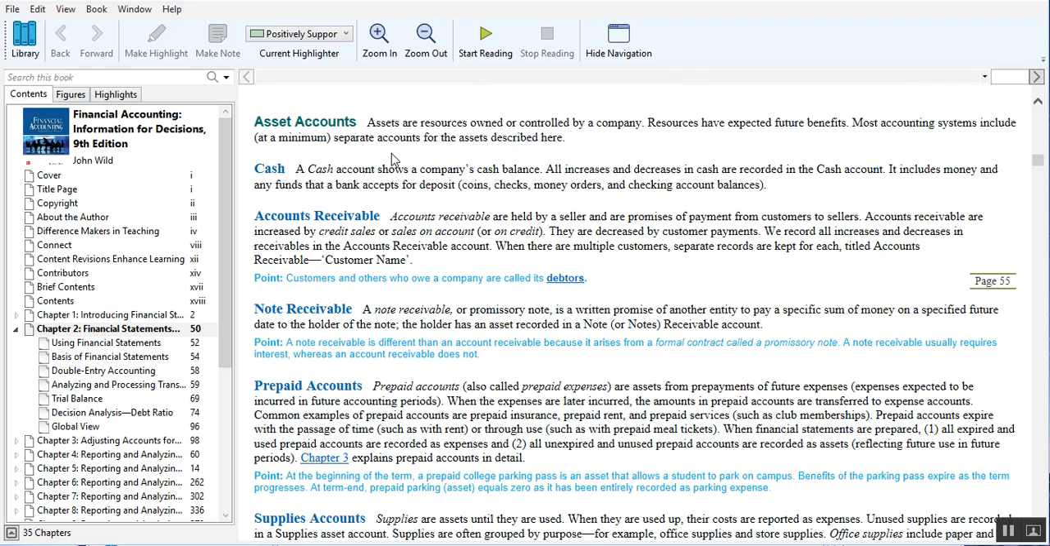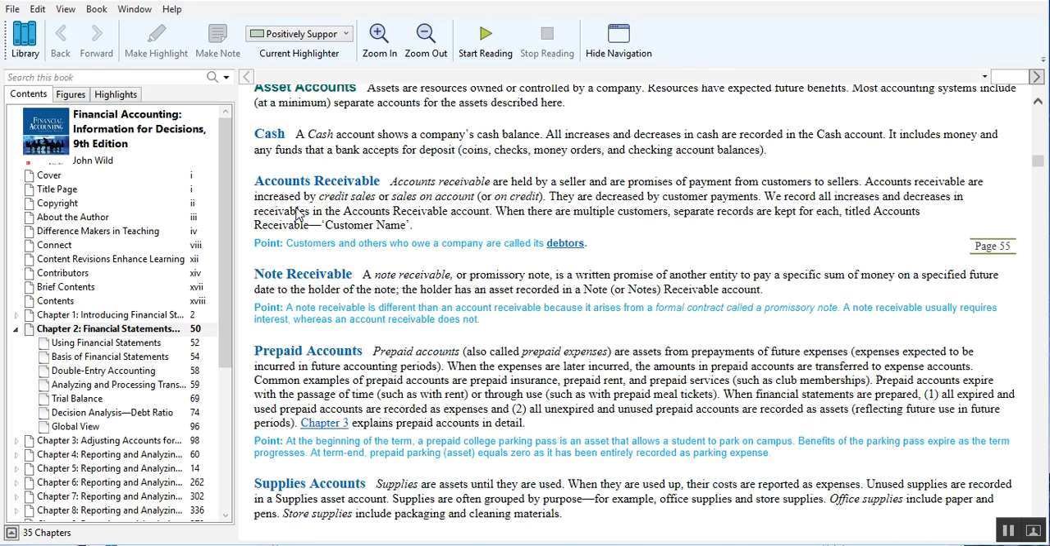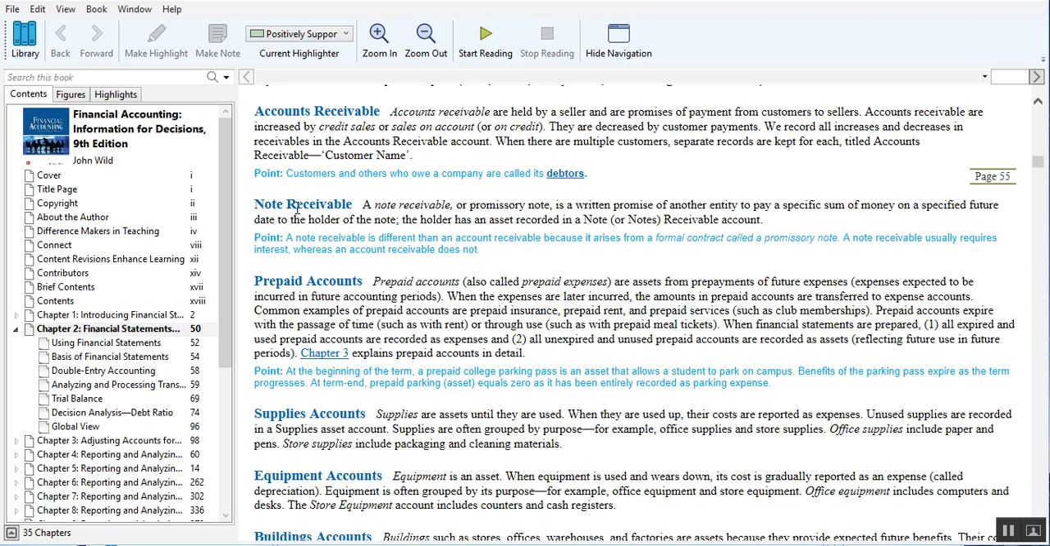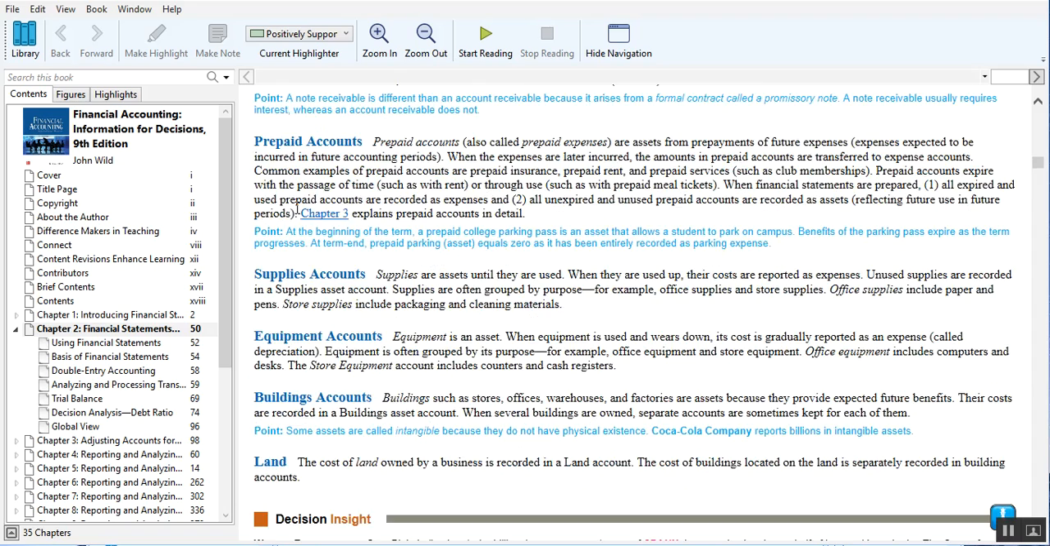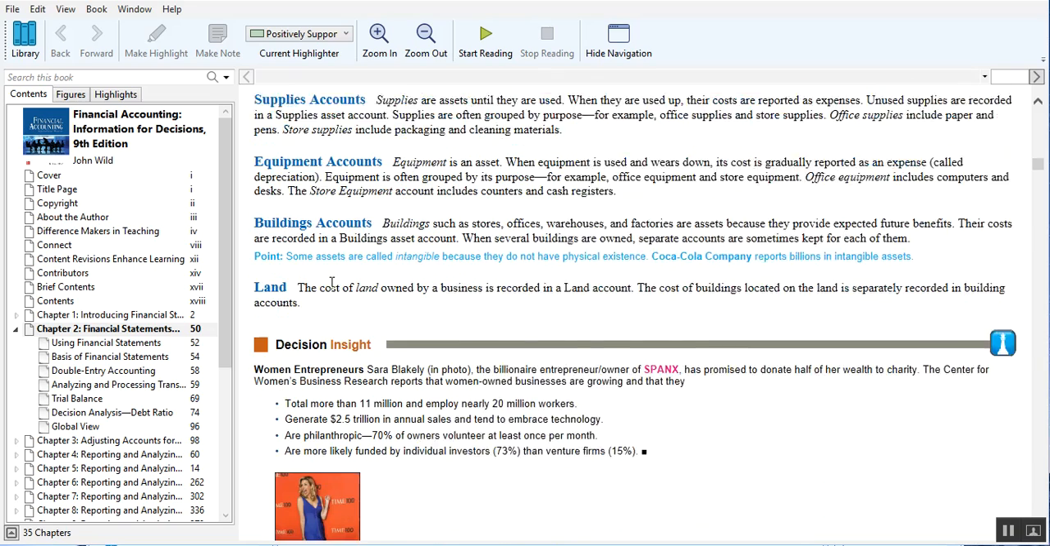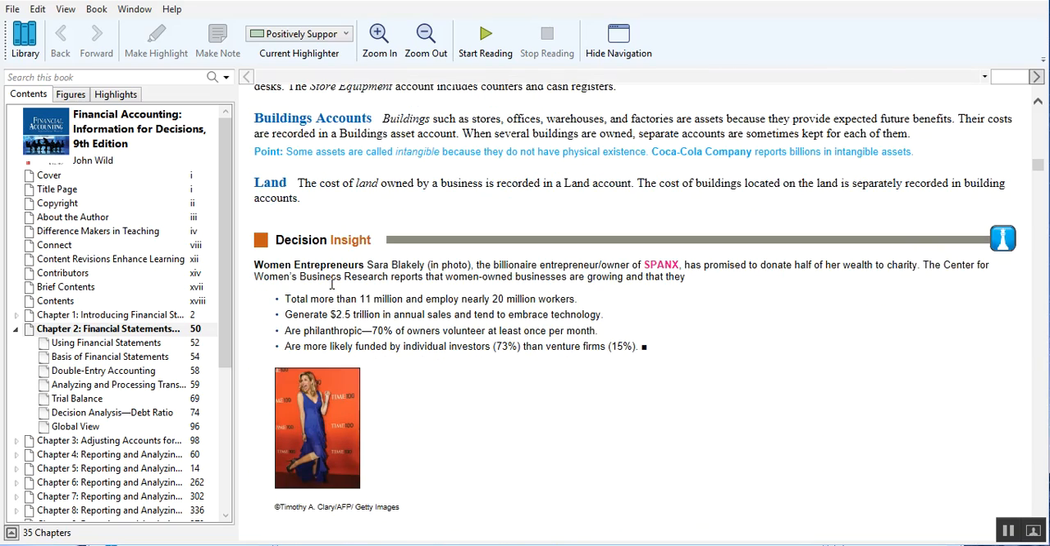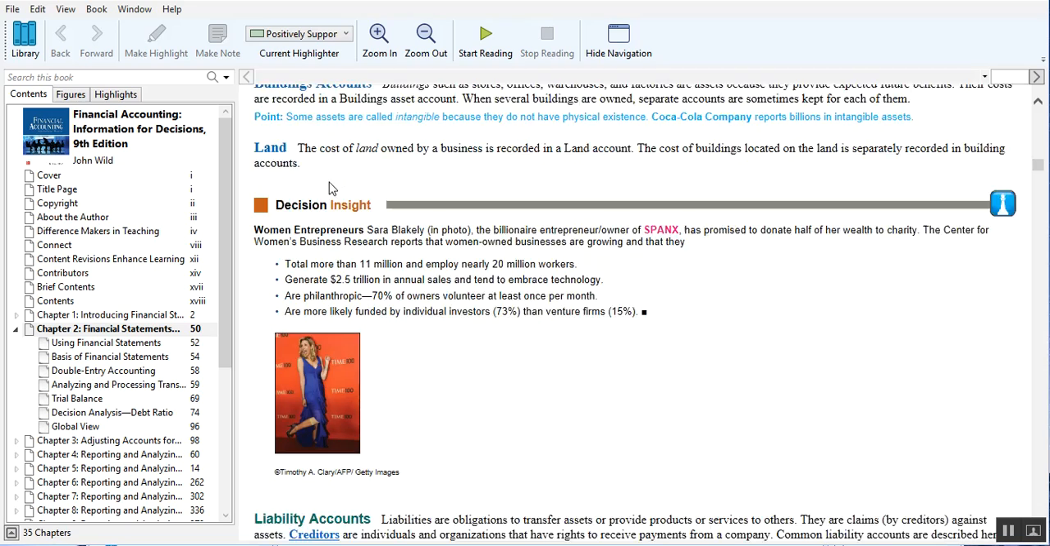But when we talk about asset accounts, we're talking about cash, accounts receivable, notes receivable, any kind of a prepaid account where we are paying for something in advance, supplies that we purchase, equipment, buildings, land. Land, by the way, is an asset that does not depreciate, and basically it usually stays on the books pretty much forever under this one particular cost, unless you actually sell it or do something else with it.